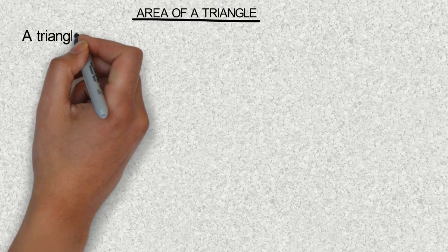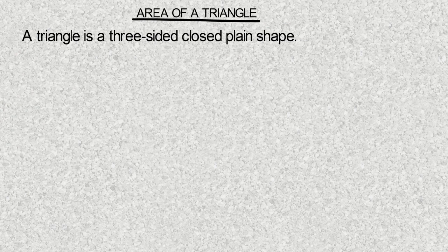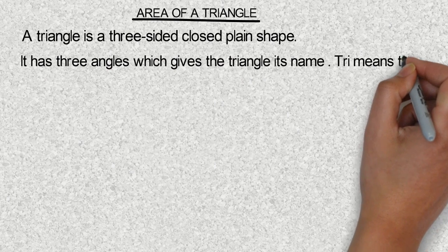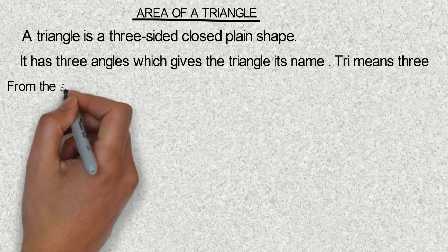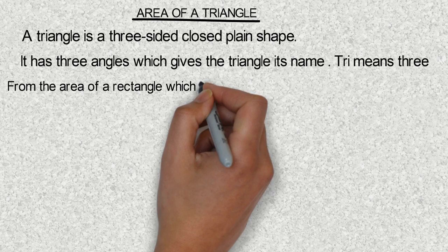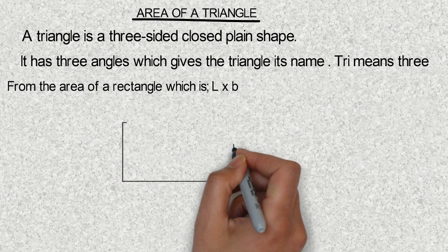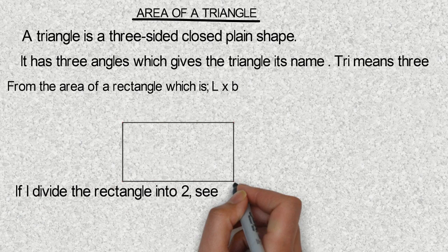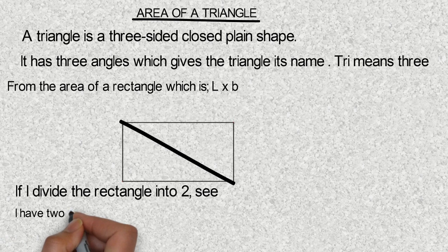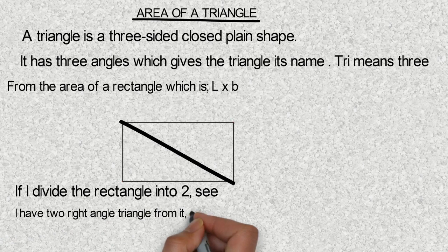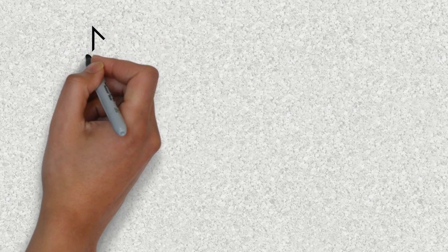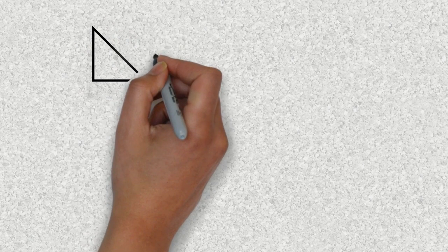So let's look at area of a triangle. So a triangle is a 3-sided closed plane shape. It has 3 angles, which gives the triangle its name. So tri means 3. So also, how do we derive our formula? If we check from the area of a rectangle, which is length times breadth, can you see that? Can you see the rectangle? So if I divide the rectangle into 2, what do you see? Here I have 2 right angle triangle from it. So the triangle is half of a rectangle. So I can say half LB.